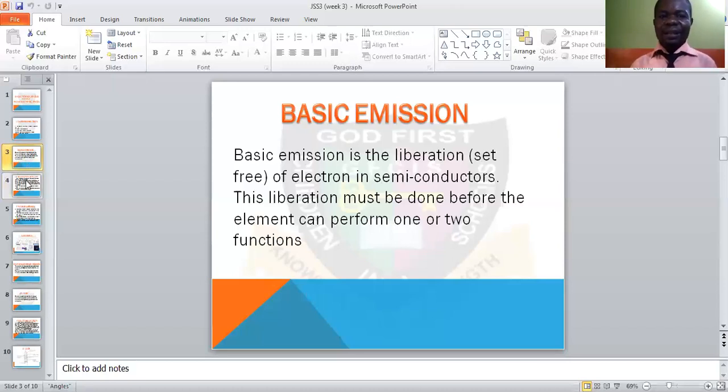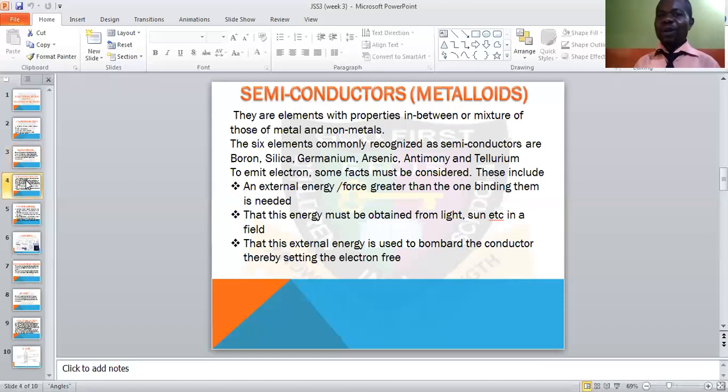We now look at semiconductor or metalloid. It is the same thing, just as we said, recall in our last class, we said troubleshooting also means fault detection. Semiconductors are elements with properties in between metals and non-metals, or a mixture of those of metals and those of non-metals.